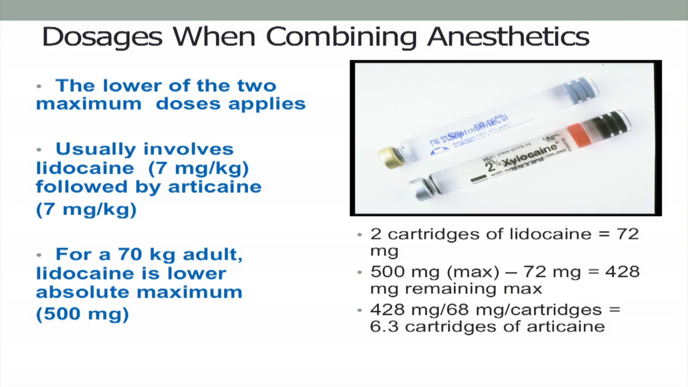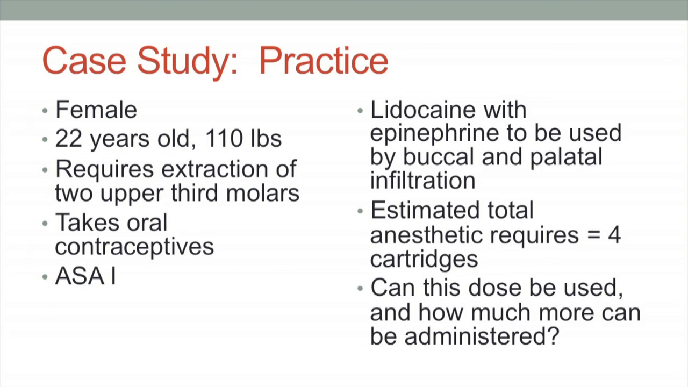Now, let's take a few minutes and let you practice what you've just learned about local anesthetic calculations. We'll do this by considering the case of a female dental patient who is 22 years old and weighs 110 pounds. This patient requires extraction of 2 upper third molars. The patient takes oral contraceptives but otherwise has no medical conditions. She is considered to be an ASA 1 healthy patient.